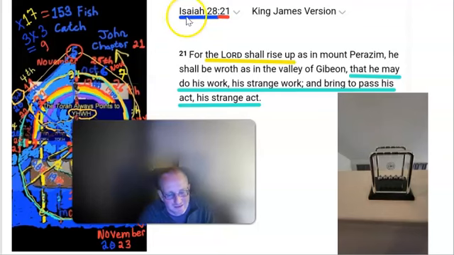So I want to read Isaiah chapter 28 verse 21, and I also recommend remembering these numbers when you see them. For the Lord shall rise up as in Mount Perazim. He shall be wroth as in the valley of Gibeon, that he may do his work, his strange work, and bring to pass his act, his strange act. And when I read this, I knew the Lord had the right guy. I can do things that are absolutely off the wall and totally out of the box.